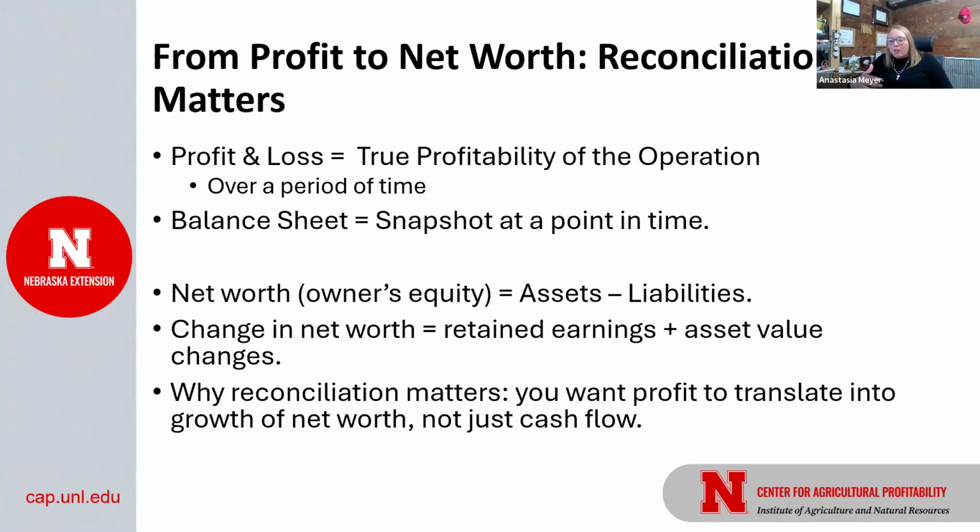Why do you want to go through and look at these and make sure that everything is reconciling together? It's because you want to make sure that your profit on your farm is translating into your net worth. You're not just worried about your cash flow. We are concerned about cash flow, especially in farm economies right now. If you are a row crop, you are concerned probably about cash flow. But we also want to make sure that you are advancing like you should in a business. And we want to make sure that it is contributing to your real growth for your financial position.